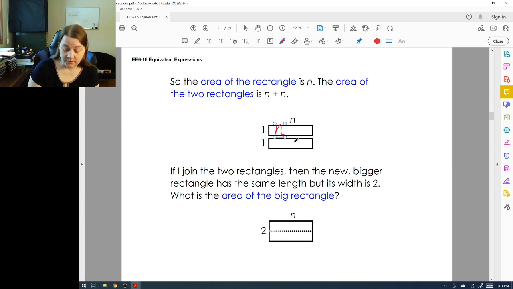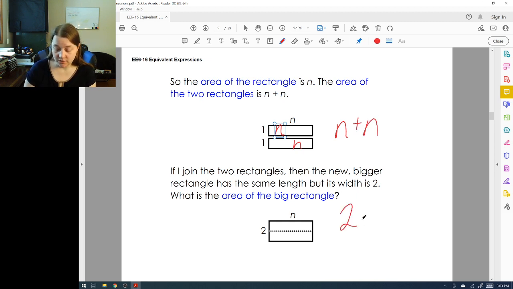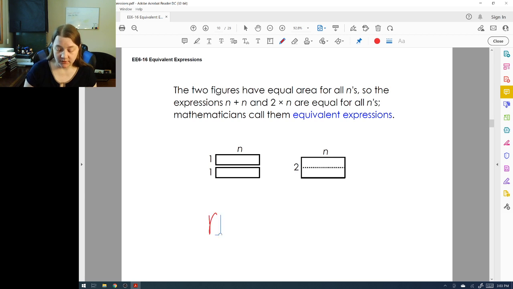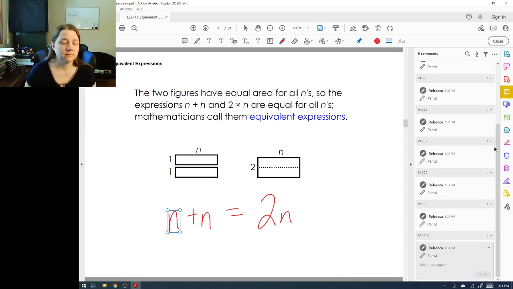So the area of 2 rectangles would be n plus another n. Or you could say 2 times n. The 2 figures have an equal area. It's just we don't know what that one dimension is. These are equivalent expressions. N plus n is the same thing as saying 2n.